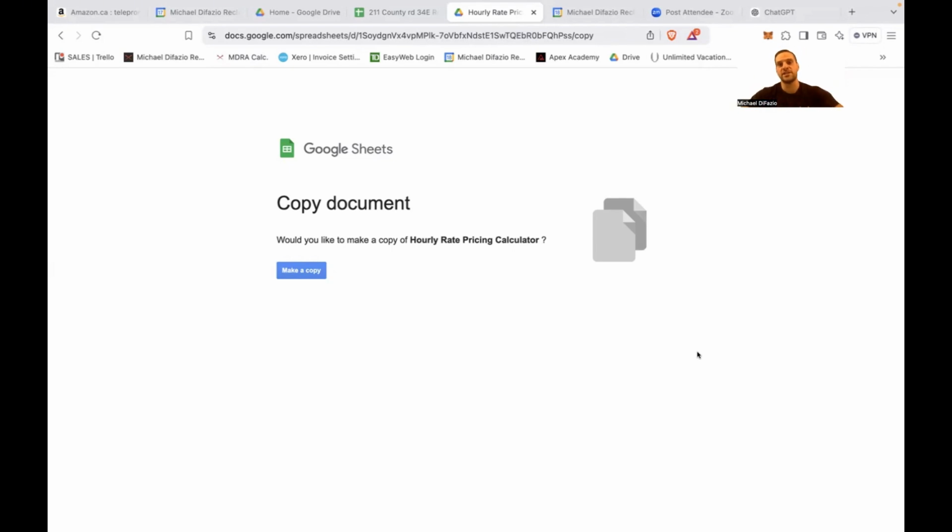If a project is going to cost you 10 hours, you're going to take a 10-hour project, multiply it by your hourly rate, which we're going to figure out in this calculator. And this is how it's going to work. So you're going to get the link right here. You have to copy the document. This is going to give you your own individual pricing calculator that you can copy and recreate as many times as you see fit. So right here, we're going to press make a copy.